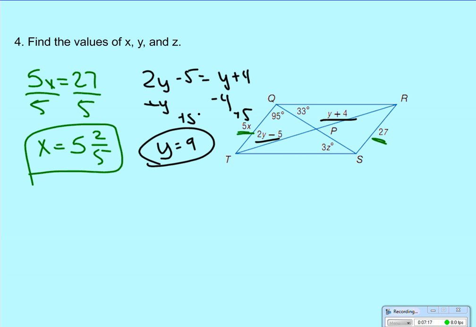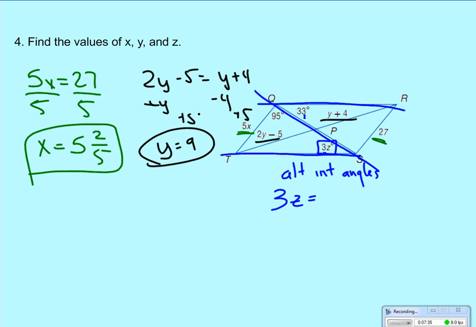Last piece is where I got to think. 3z is that angle. Realize this line is parallel to this line. This line could be considered a transversal, this diagonal. So 3z and 33 are actually alternate interior angles. So I can say 3z equals 33. So z is going to be equal to 11. So there's all three of them.